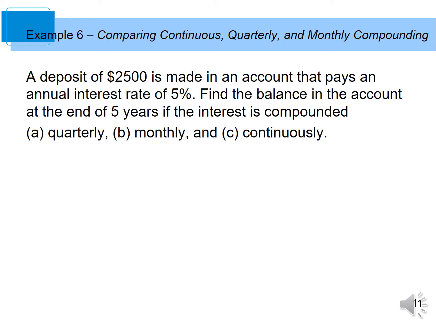Look at this example. A deposit of $2,500 is made in an account that pays an annual interest rate of 5%. Find the balance in the account at the end of 5 years if the interest is compounded quarterly for A, monthly for B, and continuously for C.